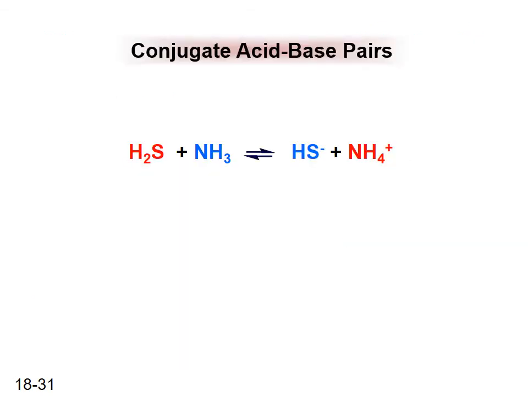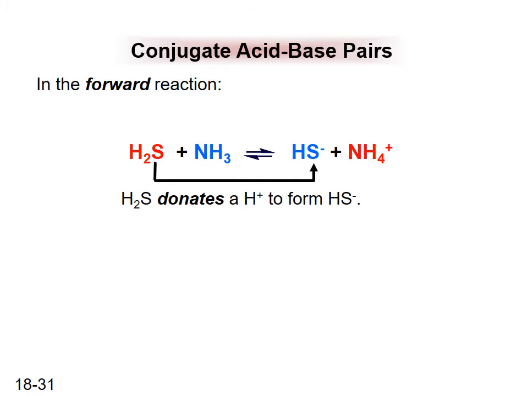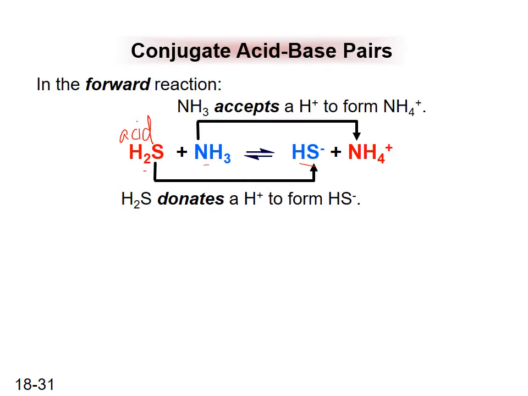Let's look at another Bronsted-Lowry acid-base reaction. In the forward reaction, hydrogen sulfide forms a hydrogen sulfide ion by donating a proton to ammonia, and therefore it is an acid, because an acid is a proton donor. On the other hand, ammonia accepts the proton and forms ammonium ion. So ammonia is a base.